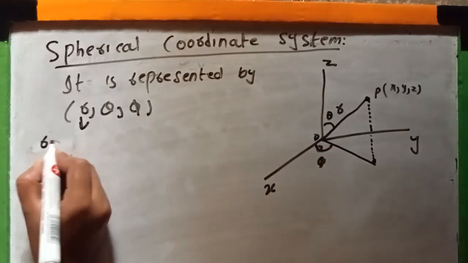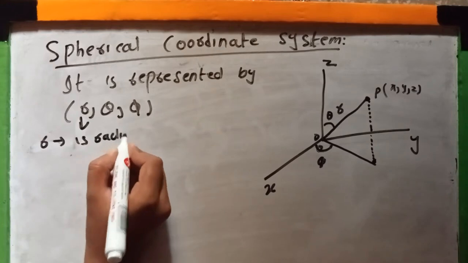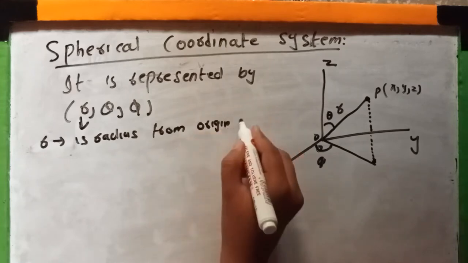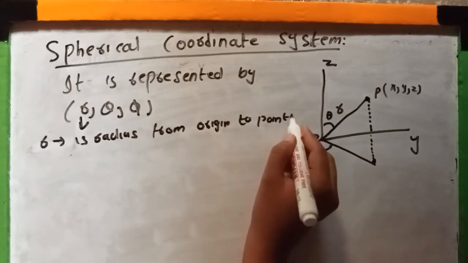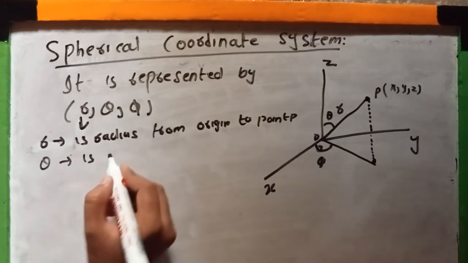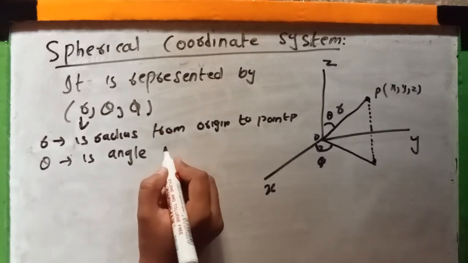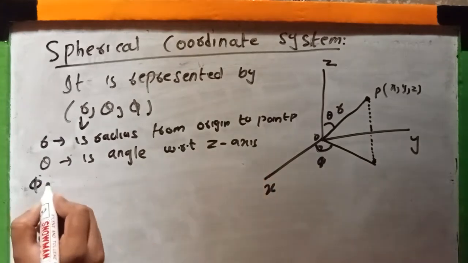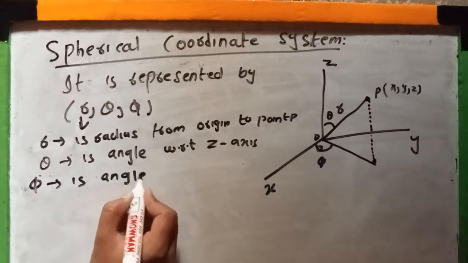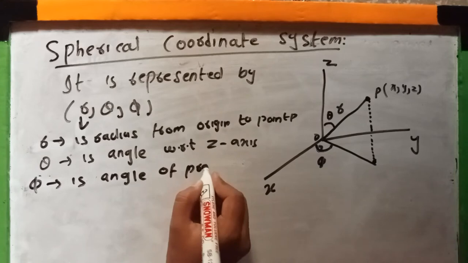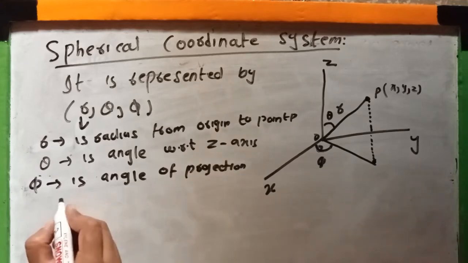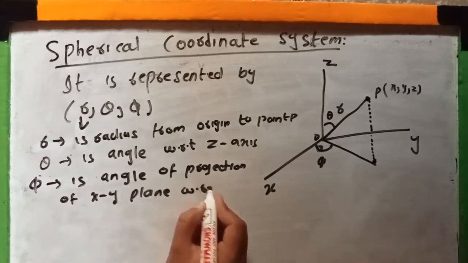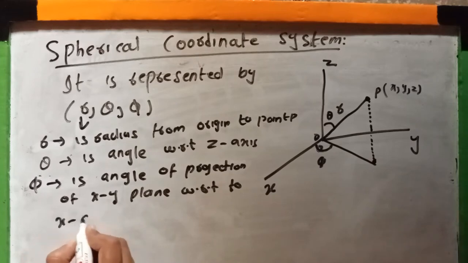So r is the radius from the origin to point P. Theta is the angle with respect to the z axis, and phi is the angle of the projection on the xy plane with respect to the x-axis.